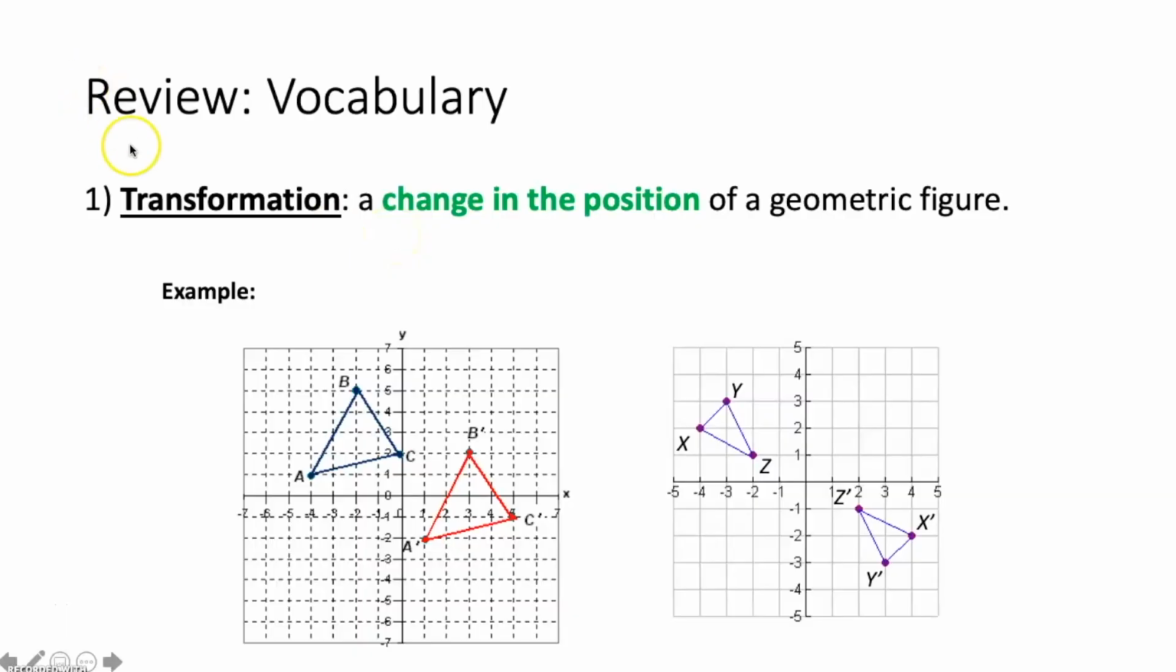First thing we do is review a transformation. That's a change in the position of a geometric figure. So in this chapter, we're going to talk about three different types of transformations: reflections, translations, and rotations.